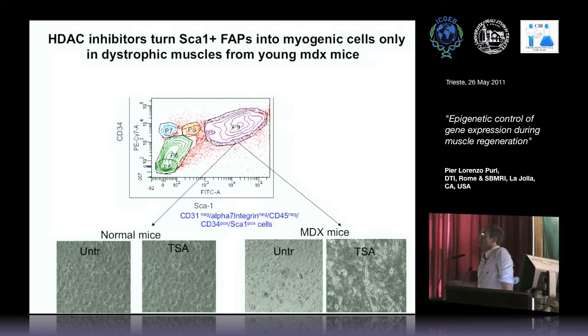However, once isolated from MDX mice at the early stage of the disease, when the MDX mice are highly regenerative, because during the disease at the beginning, the dystrophic muscles tend to regenerate continuously, then we found that these cells, especially when exposed to trichostatin A, a deacetylase inhibitor, started to form something that could really look like myotubes.